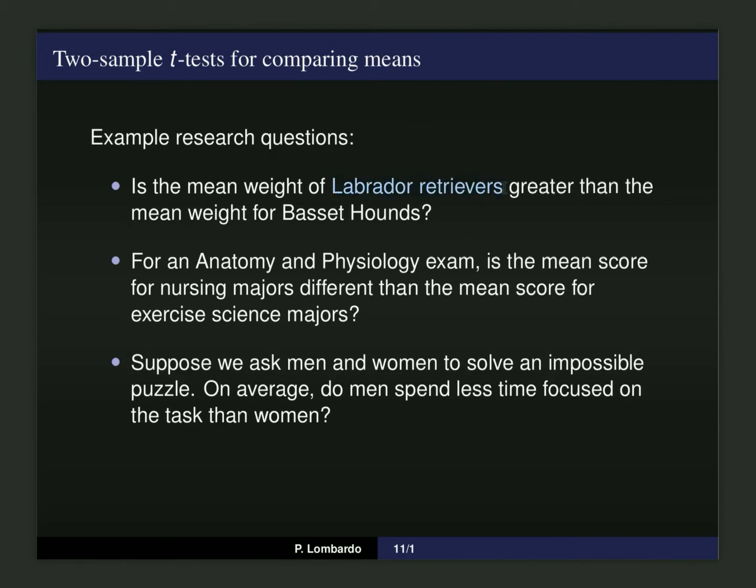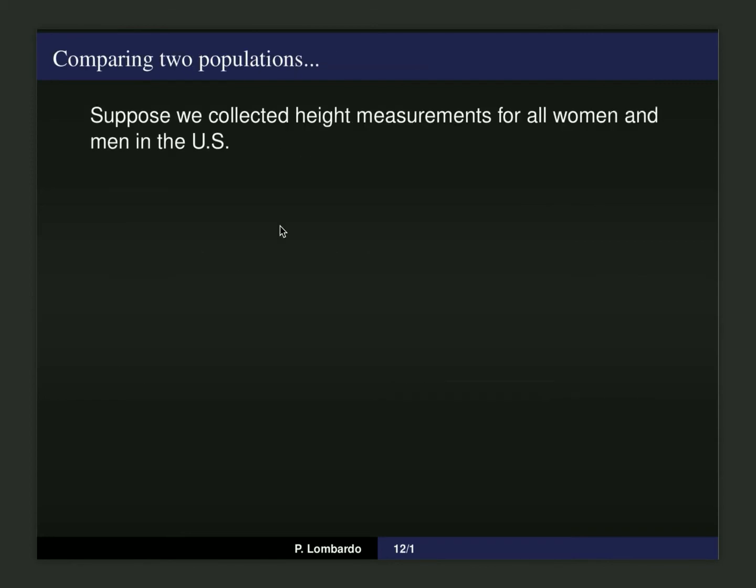For example, in the first one, Labrador Retrievers is my first population, and Basset Hounds is my second population. And I think about randomly selecting a sample from each one of these populations. In doing so, I can compare their sample means and see if they're different enough to warrant a conclusion that the mean weights in the population are in fact different. So that's going to be our fundamental approach. Let's consider a heuristic example just to get our feet wet here.